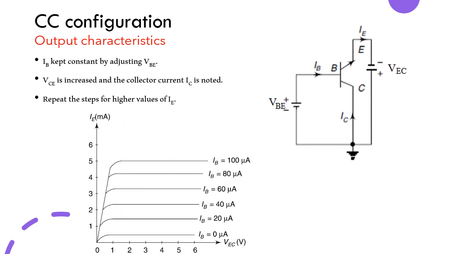And now the output characteristics. The output characteristics is drawn between VEC and IE, since this is the output terminal, keeping IB constant. So IB is constant, and for VEC versus IE the curves are parallel to each other. This is the output characteristics of CC configuration.